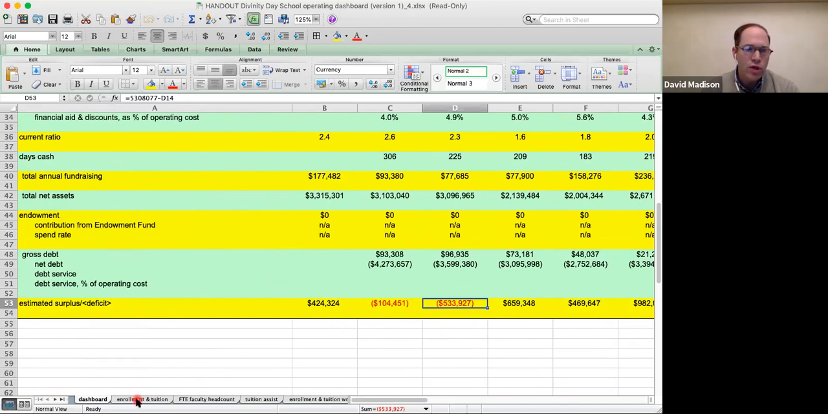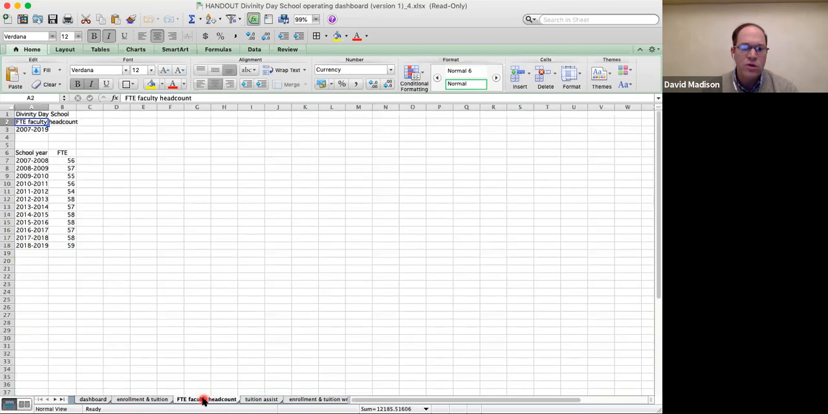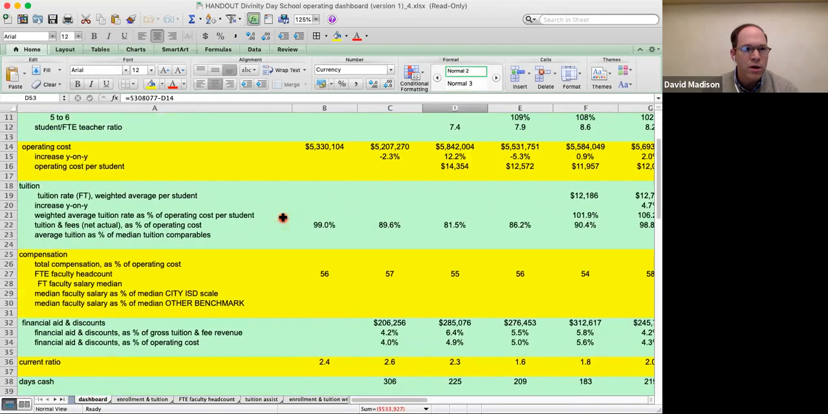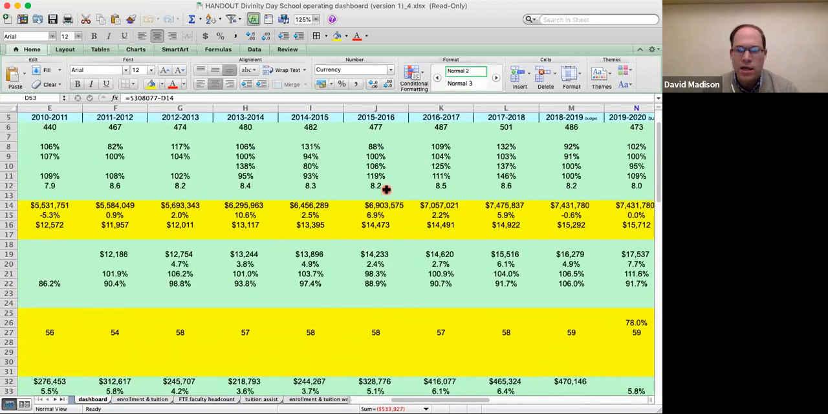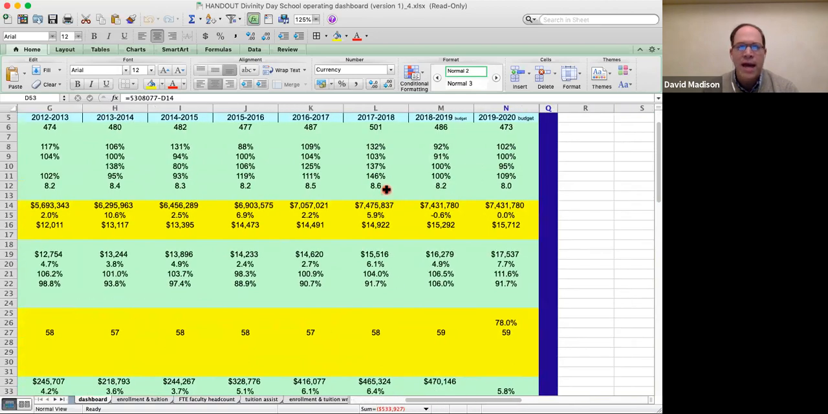So I showed you the enrollment and tuition worksheet. That's there for you if you want. I also like to have a worksheet that calculates the number of full-time faculty, how many full-time faculty equivalent positions you have. And so you'll see they started at 56. They actually cut back a little bit, and then they've been pretty steady. So they haven't really added a lot of positions, which then makes me want to go look at their student-teacher ratio, which still stayed pretty steady. It edged up a little bit from 7.4 into 8.